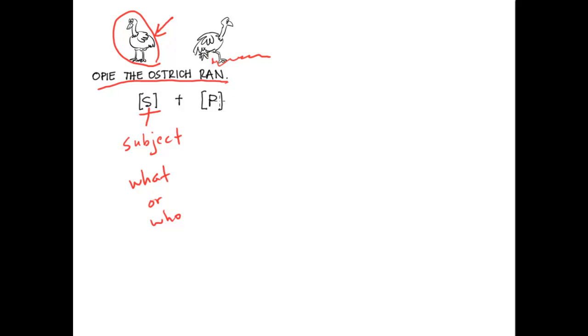On the other hand, this P right here, it's a big word. It actually stands for predicate. And if you look at this sentence, the predicate is right here. It's ran. And if you think about predicate, the main thing that you guys want to focus on and remember is it needs a main verb. And so in our sentence, our main verb is ran.